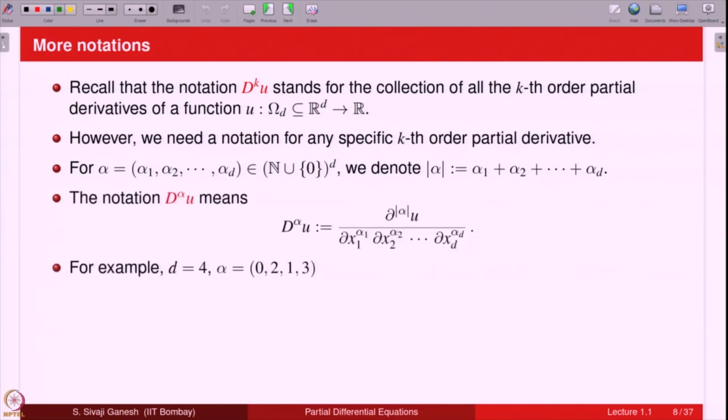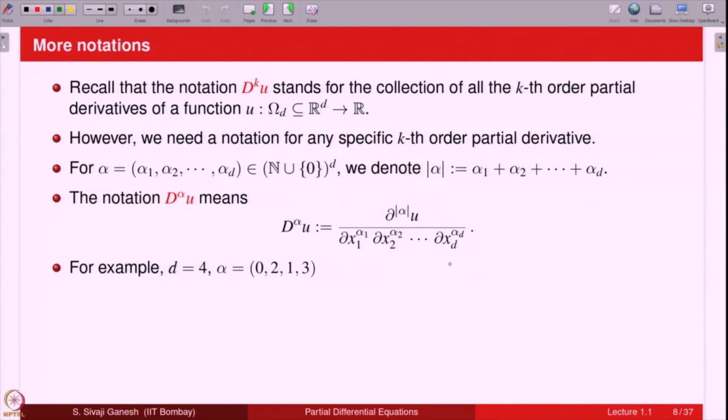So, the notation D^alpha u means I am going to differentiate u with respect to x1 alpha 1 times, with respect to x2 alpha 2 times, and so on up to with respect to xd alpha d times. So, that is the notation here, D^alpha u, where alpha is not a natural number or a whole number, alpha is a d-tuple of whole numbers. D^alpha u is equal to the partial derivative of order mod alpha of u divided by dou x1 alpha 1, dou x2 alpha 2, up to dou xd alpha d.